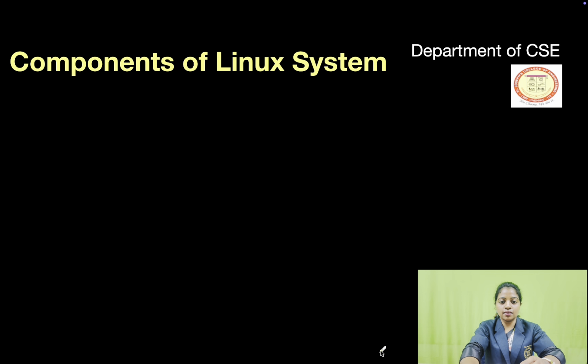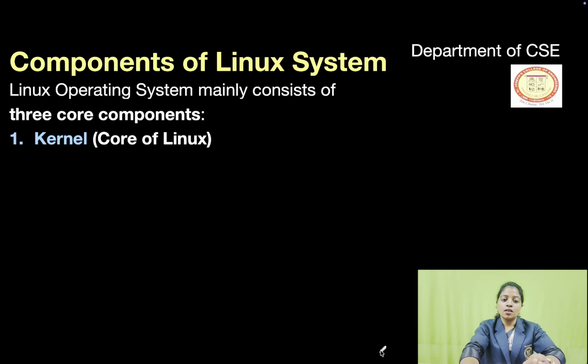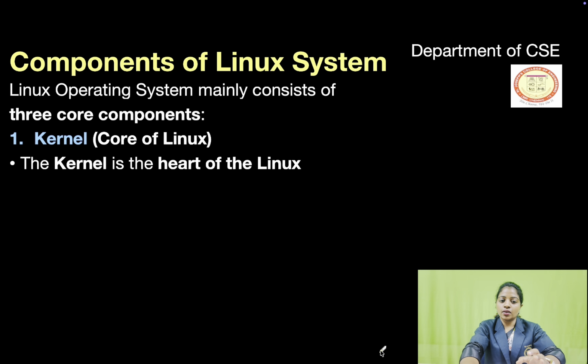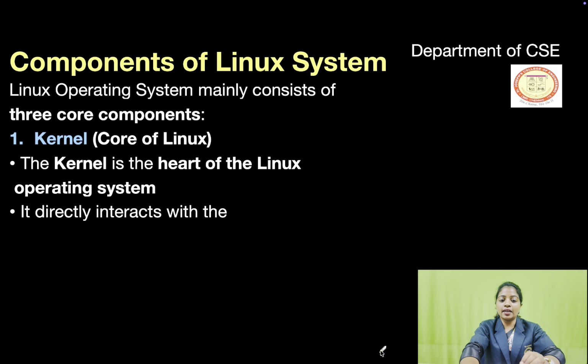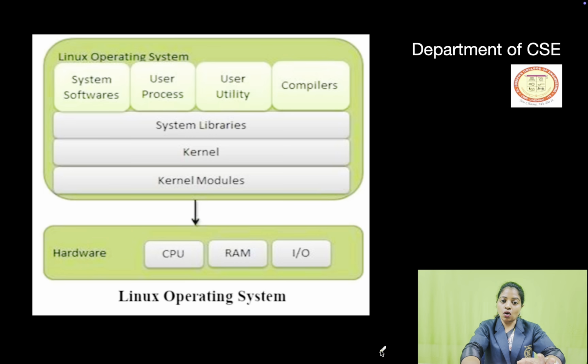So next we can see the components of Linux system. The Linux operating system mainly consists of three core components. The first one is the kernel. The kernel is the core of Linux, or we can call it the heart of the Linux operating system. It directly interacts with the hardware of the system and it manages all the major system operations. It has direct interaction with the hardware and manages all the core components.